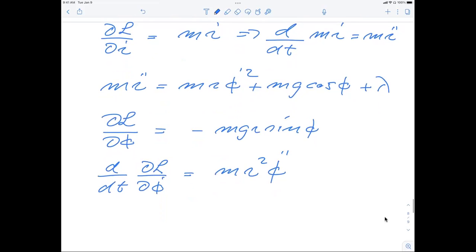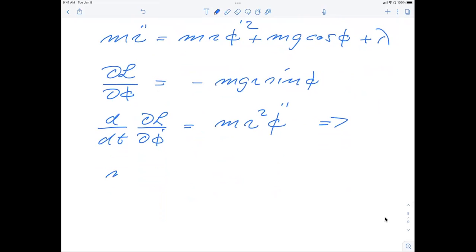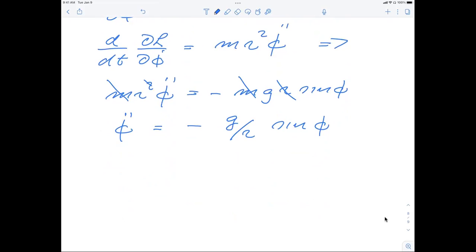Now, if I plug it into the equations, what I get is simply m times r squared of phi double dot equal to minus m times g times r times sine phi. So we can get rid of the m's, and we get rid of one of the r's. What we get then is phi double dot equal to minus g divided by r times sine of phi. And we know that r is actually equal to L. So this is given by minus g divided by L times sine of phi.